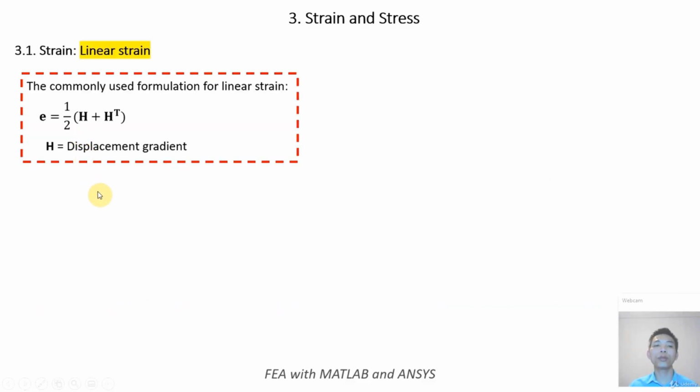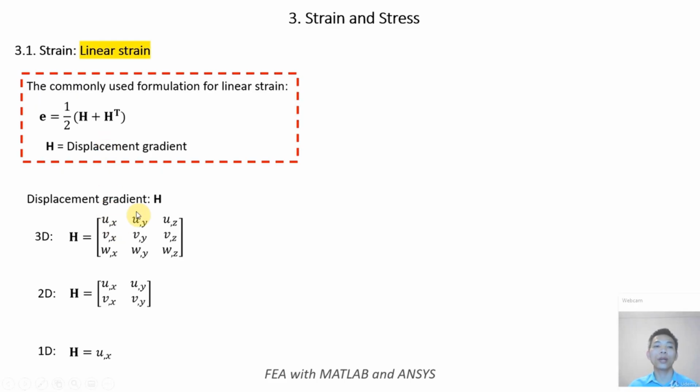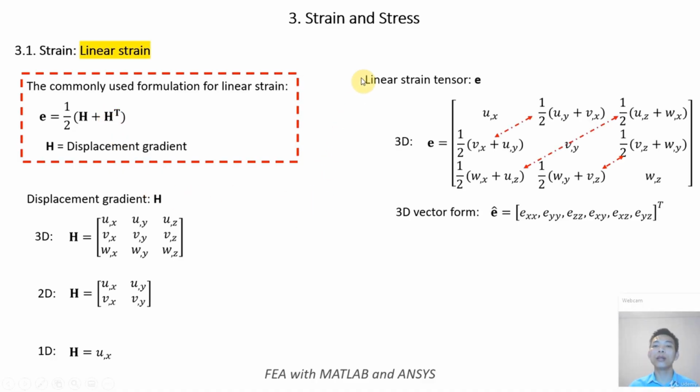Okay, so we will go further. What is linear strain? Here is the formulation for linear strain. And if you remember, in the previous tutorial we already covered the formula for the displacement gradient H, here in 3D, 2D, and 1D. Now if we use that displacement gradient and substitute it into that equation, what will we obtain? The linear strain tensor E here in 3D will have this form.